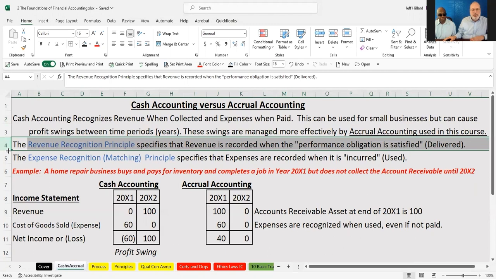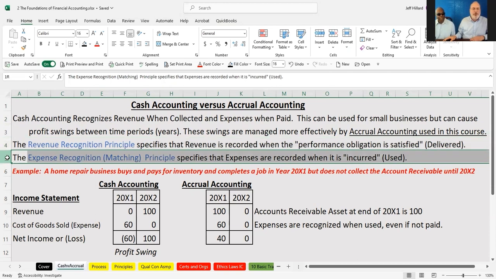The revenue recognition principle, which we'll actually talk about in more detail, specifies that revenue is recorded when the performance obligation is satisfied. That is the exact terminology. I'm going to just tell you guys that means delivered. When you've delivered something, you can say, I made the sale. Is that the same as being earned? Yeah, basically earned. So at the end of the day, you've earned your wages.